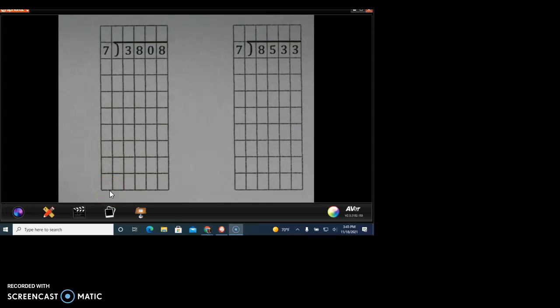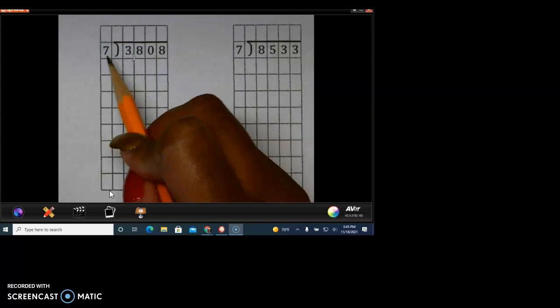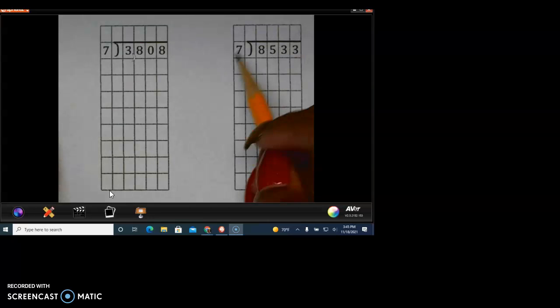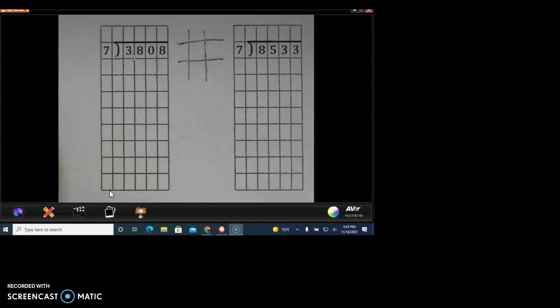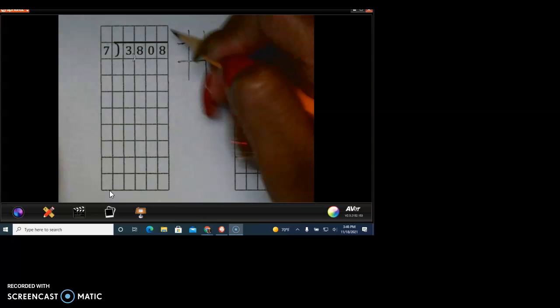Hi boys and girls, I'm going to show how these two problems are solved in standard algorithm. These are division. This is the number 3,808 divided by 7. And when I solve this, I'm going to need to use my tic-tac-toe chart for sevens to make sure I don't have to write it twice. I'll just write it here between both of them. That way I can use this same tic-tac-toe chart with my multiples for both problems.